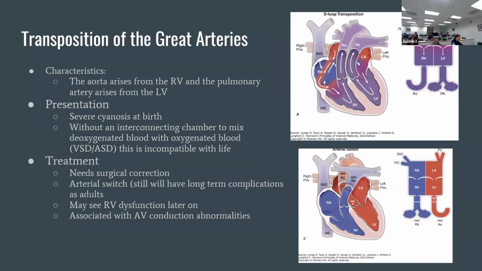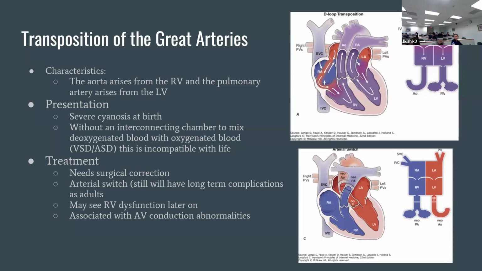Any questions on that one? Excellent. Transposition of the great arteries. So this is when the aorta and the pulmonary artery arise from the wrong place. They are flipped. So this is not compatible with life, right? If the aorta is connected to the right ventricle and the pulmonary artery is connected to the left ventricle, we're not getting oxygen in the correct spot.